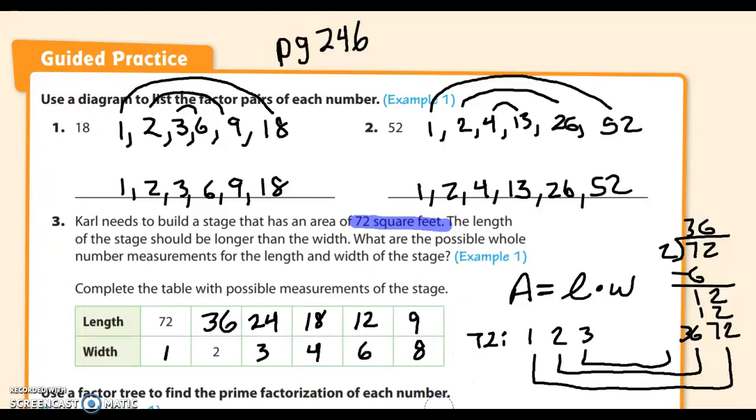Cool. All right, that's one way to look at how to find the factor pairs of a number. 72 has a lot of factors. All right, let's move on.